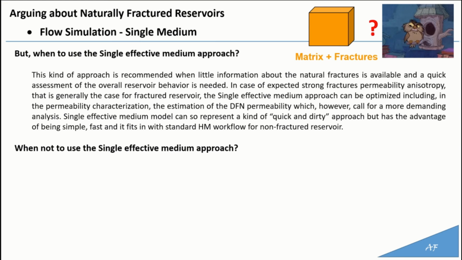In case of expected strong fracture permeability anisotropy, that is generally the case for fractured reservoirs, the single effective medium approach can be optimized, including the permeability characterization and the estimation of the discrete fracture network permeability, which however calls for a more demanding analysis. The single effective medium model can so represent a kind of quick and dirty approach, but has the advantage of being simple, fast, and it fits in with the standard history match workflow for non-fractured reservoirs.